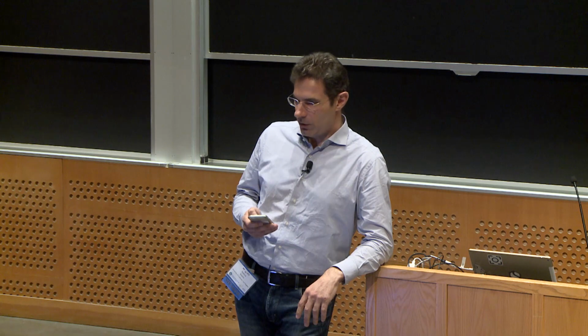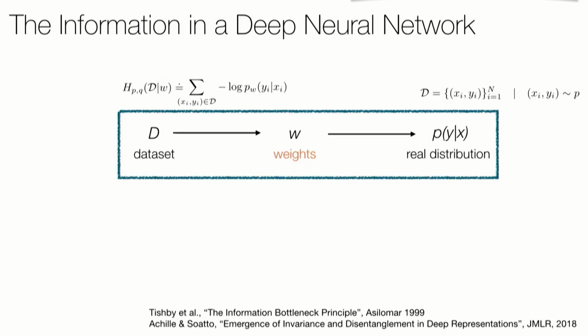And I'll call that H sub P and Q, in the sense that it's a function that depends on the true distribution P through the sample. You have n of them, so they're finite. Q, which is your model, and it's a function of the data set that you optimize with respect to the weights. Okay? So how do you measure the information in the weights?